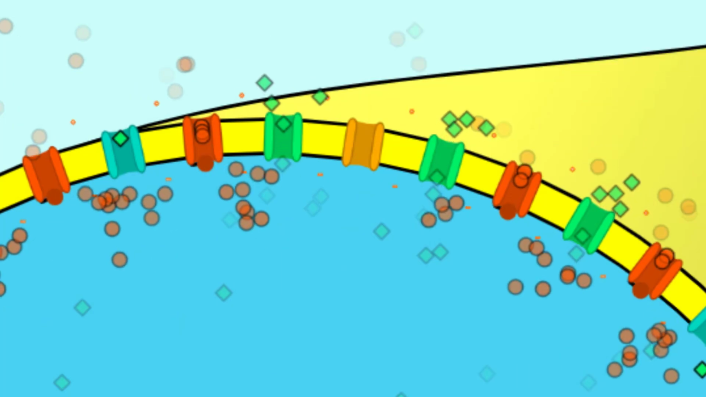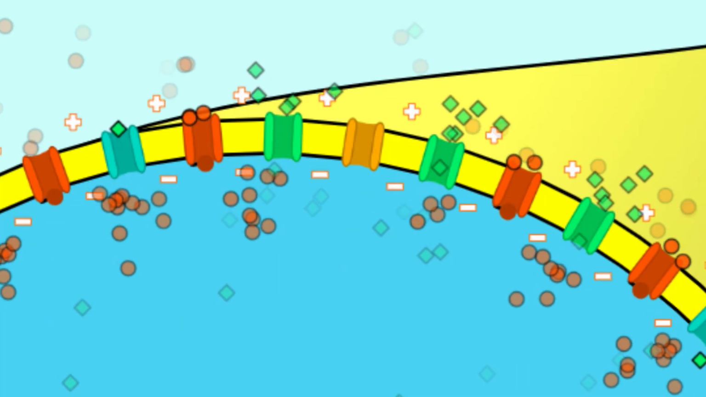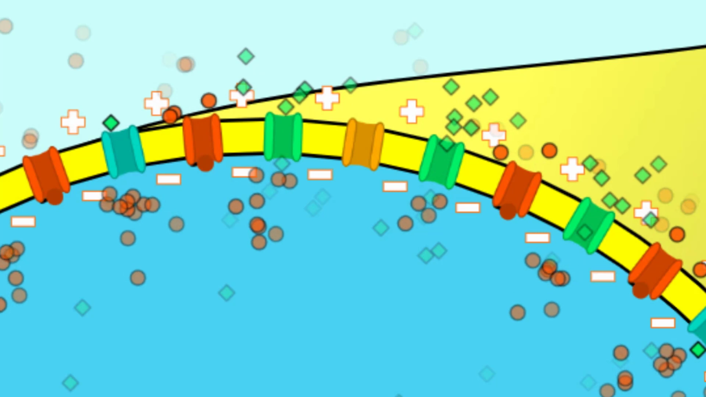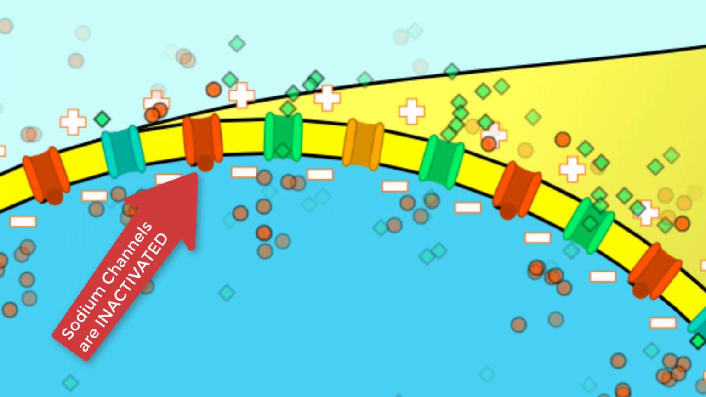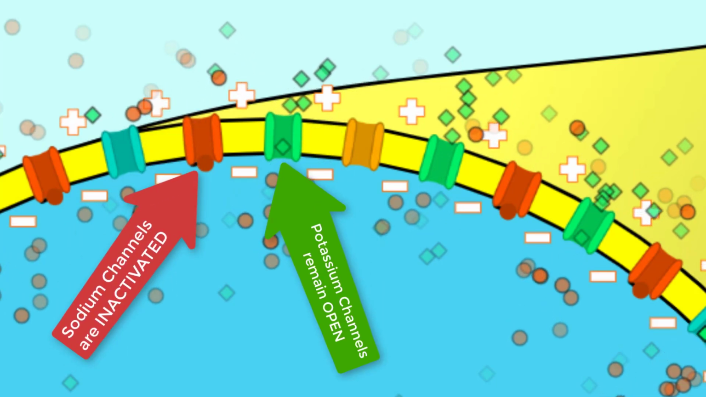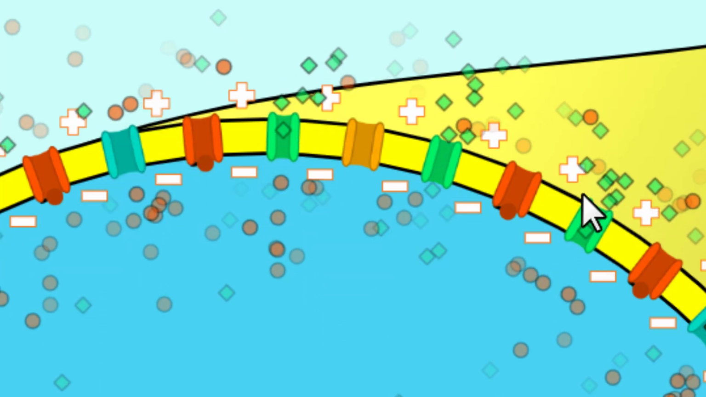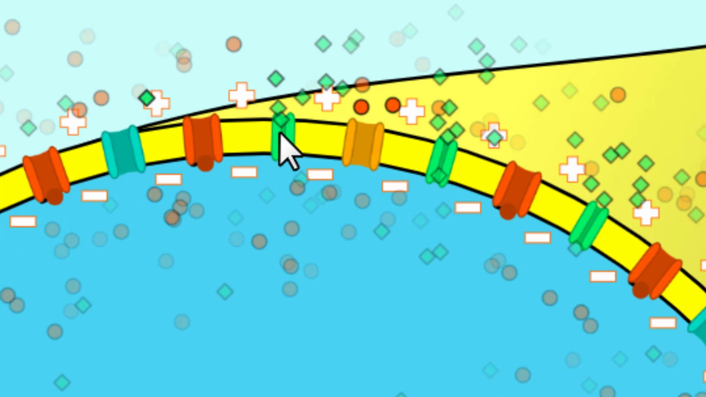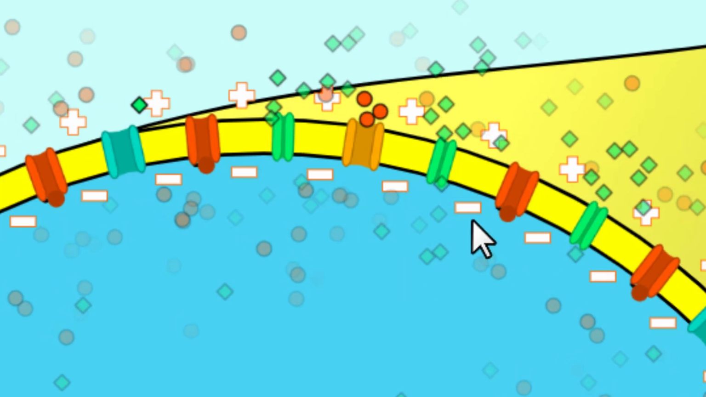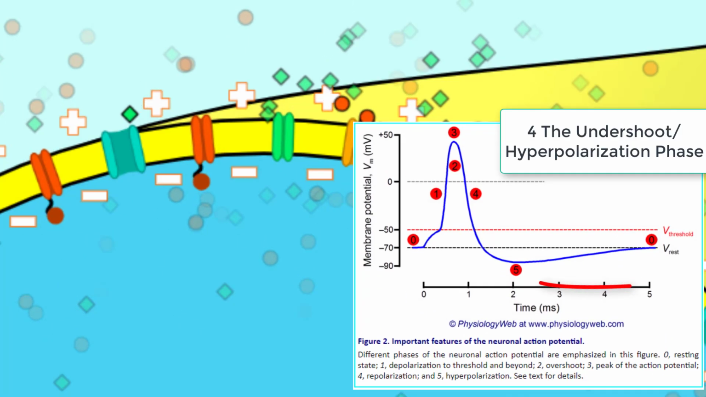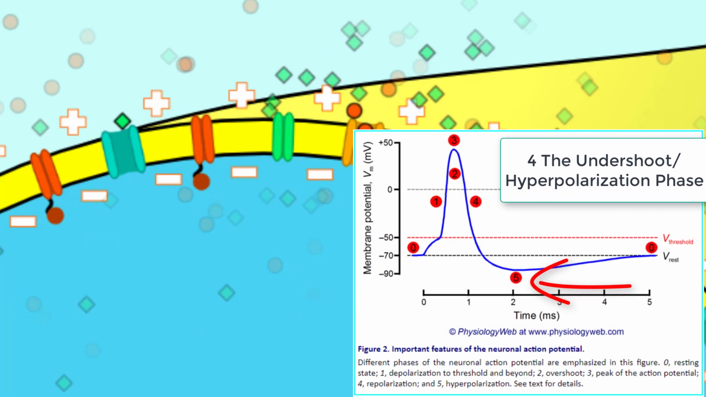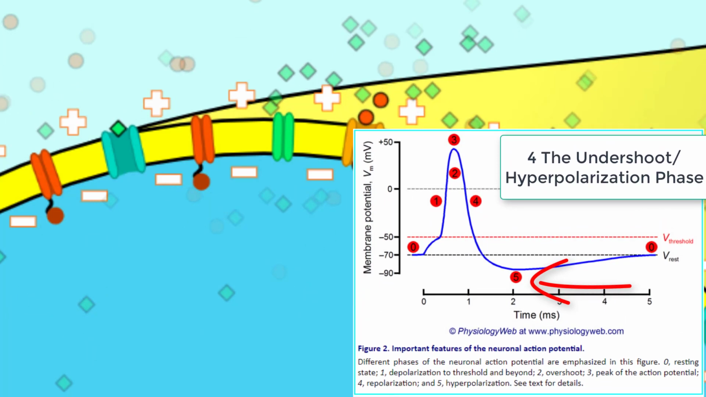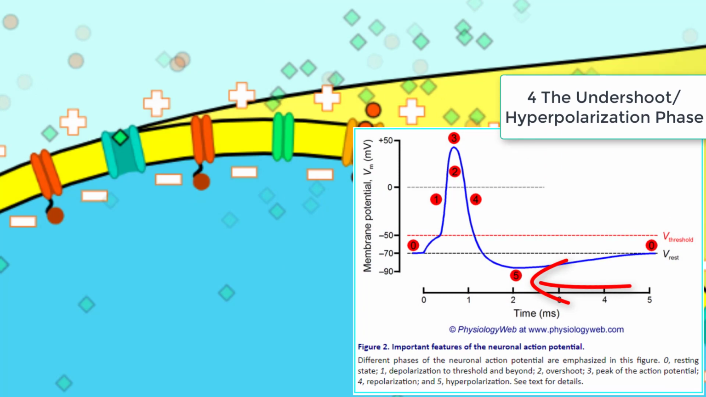During the falling phase or repolarization phase of the action potential, the sodium channels continue to be inactivated while the potassium channels remain open. Potassium ions continue to leave the cell, hyperpolarizing the cell to approximately -90 millivolts, which is the equilibrium potential for potassium. This causes the hyperpolarization phase or undershoot phase of the action potential.